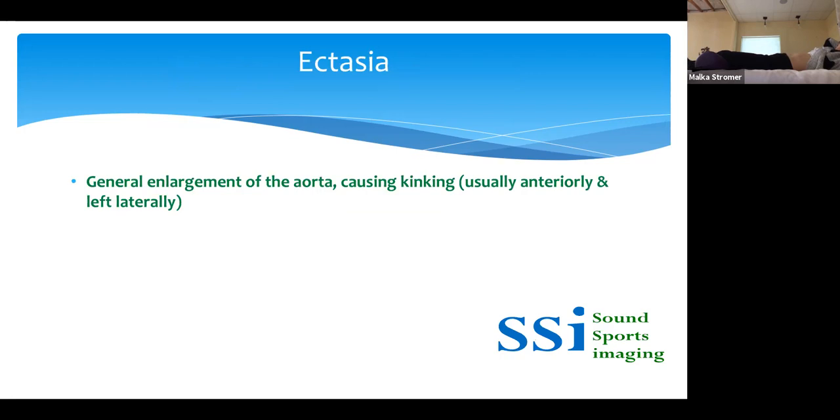Now, I want you to understand a little bit about ectasia and the difference between ectasia and aneurysm. Ectasia is actually just a general enlargement of the aorta. And when the aorta enlarges, it actually causes a kinking of the aorta. It's got to fit into the same space, even though it gets bigger. So there'll actually be an anterior and lateral kinking of the aorta. However, in an ectatic aorta, the aorta in AP dimension still measures in normal caliber. It is not enlarged from an aneurysmal perspective. We may see ectatic aortas in elderly patients.